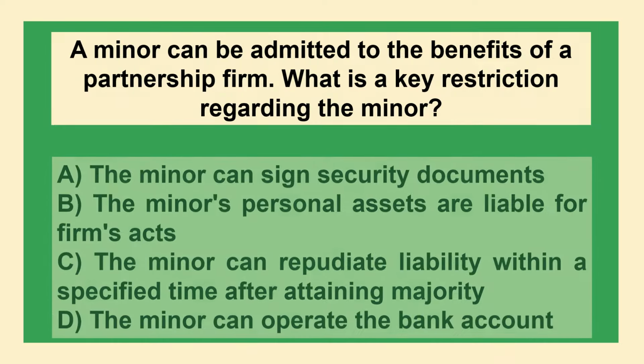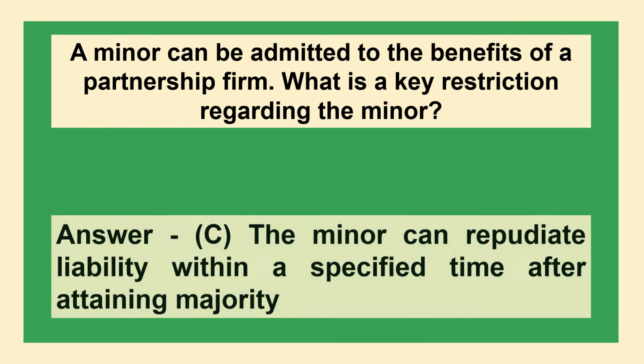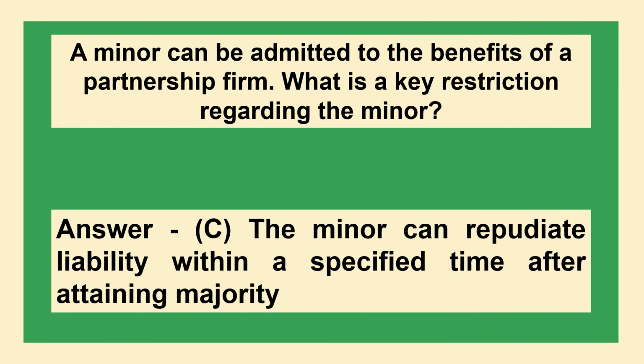The next question is: a minor can be admitted to the benefits of a partnership firm. What is the key restriction regarding the minor? Option A, the minor can sign security documents. Option B, the minor's personal assets are liable for firm's acts. Option C, the minor can repudiate liability within a specified time after attaining majority. Option D, the minor can operate the bank account. And the correct answer is option C. The minor can repudiate liability within a specified time after attaining majority.